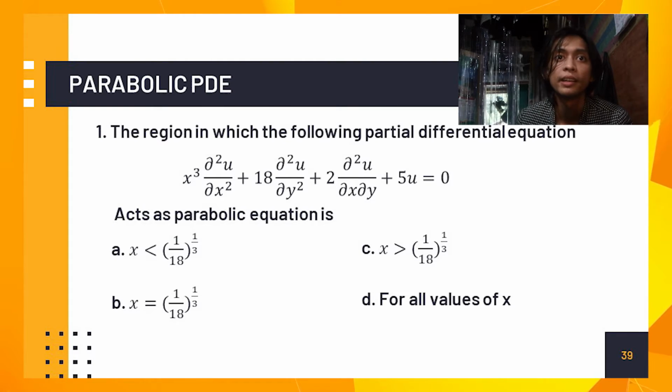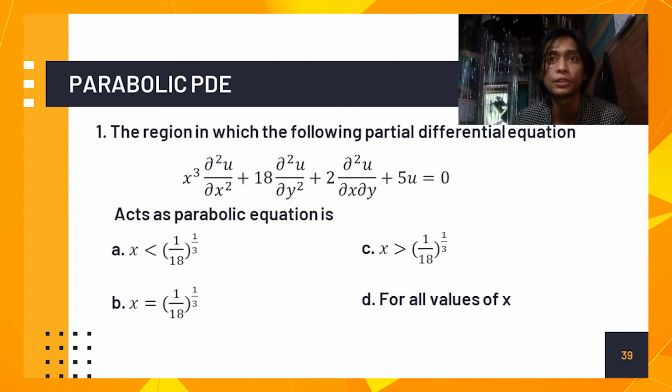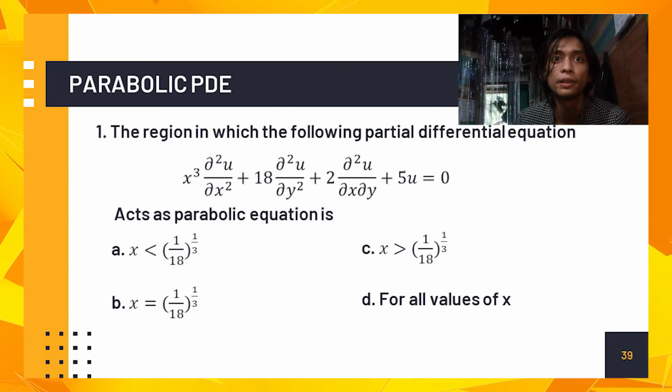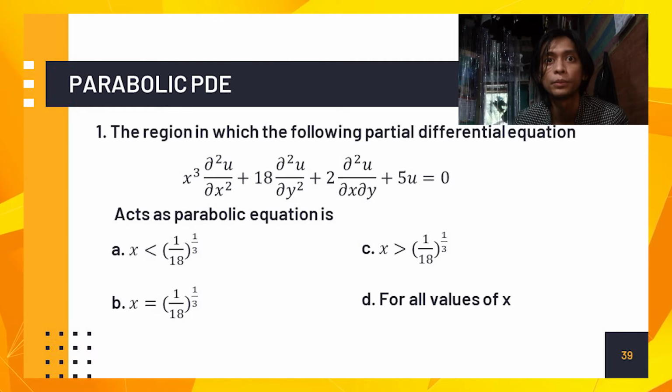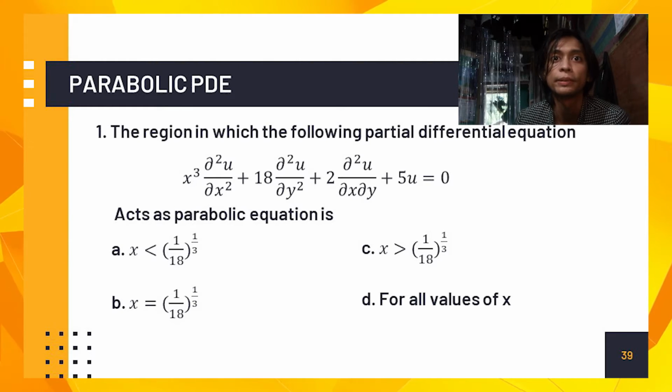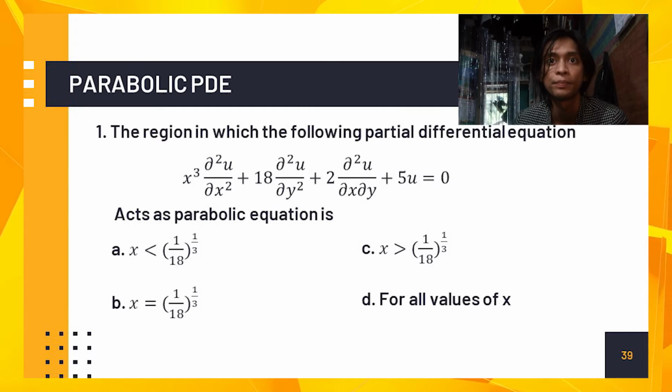For number 1, the region in which the following partial differential equation is x cubed times the second partial derivative of u with respect to x squared, plus 18 times the second partial derivative of u with respect to y squared, plus 2 times the second partial derivative of u with respect to x and y, plus 5u is equal to 0.